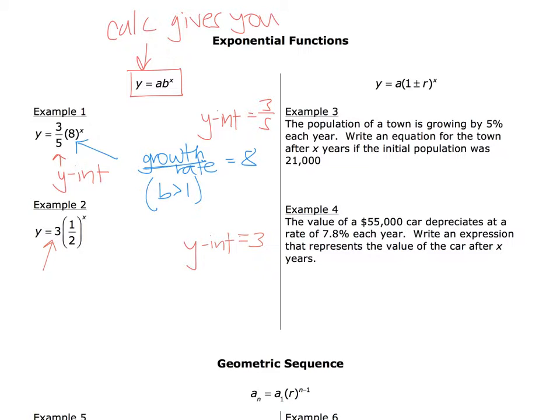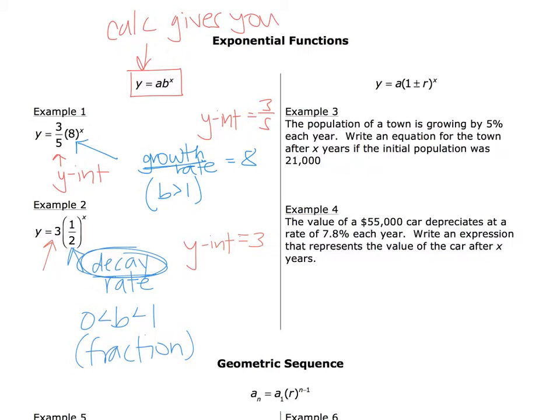Now this is a number not greater than 1. This is a number smaller than 1, between 0 and 1. So we're going to call this not my growth rate, we're going to call this decay. This is my decay rate because we've got a number between 0 and 1, a fraction, which is why this is decay instead of growth. Make sure you know this is decay because it's a fraction in the parentheses, and this is growth because I've got a number greater than 1 in the parentheses, my b values.